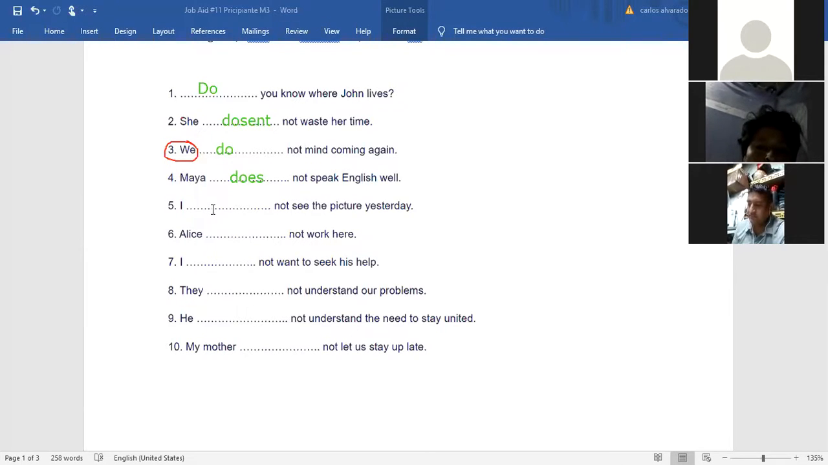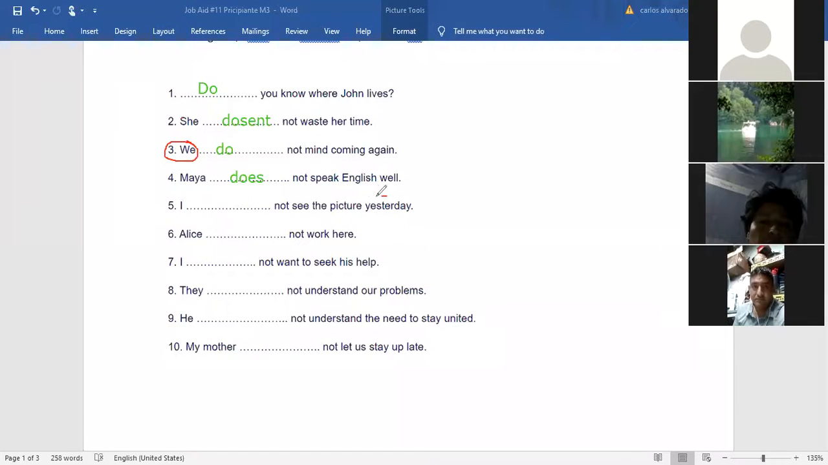Number five. I blank not see the picture yesterday. I do. Oh, no. Listen. Yesterday. You did. Yes, I did. I didn't. I did not see the picture yesterday. Or you can use contractions, right? Que normalmente cuando hablamos usamos contracciones. I didn't see the picture yesterday.